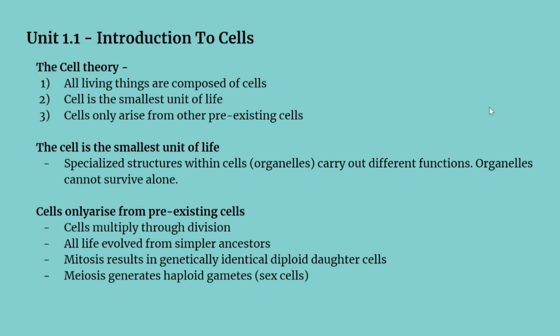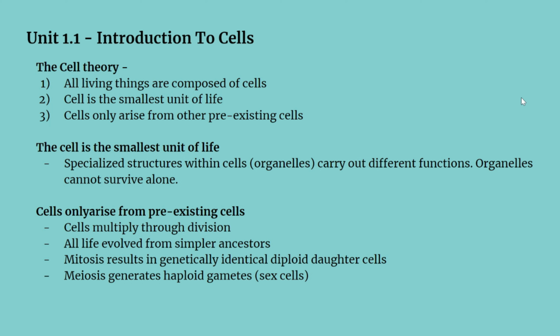When they say that the cell is the smallest unit of life, it means that specialized structures within cells, which are known as organelles, carry out different functions. Organelles cannot survive alone, which means organelles depend on each other to allow the cell to function as a whole, and hence they also survive. And when they say cells only arise from other pre-existing cells, it means that cells did not appear from nowhere. They had an ancestral form and then they evolved to form the cells that we know today.